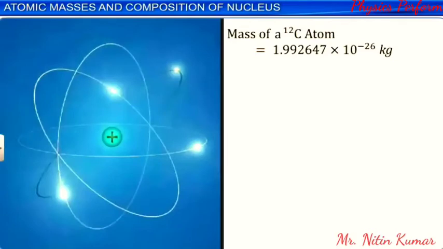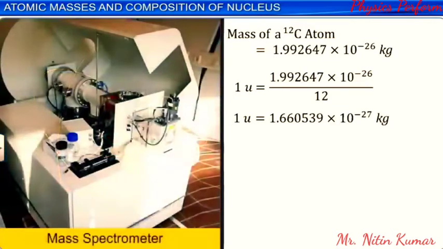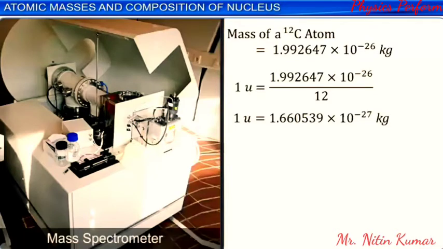Mass of a carbon-12 atom is 1.992647 × 10^-26 kilogram. Thus, one atomic mass unit is approximately equal to 1.66 × 10^-27 kilogram. A mass spectrometer is used to measure atomic mass accurately. This involves considering the various isotopes of an element. Let us first learn about isotopes of an element.